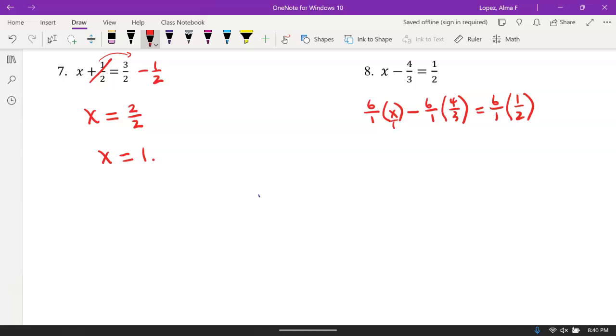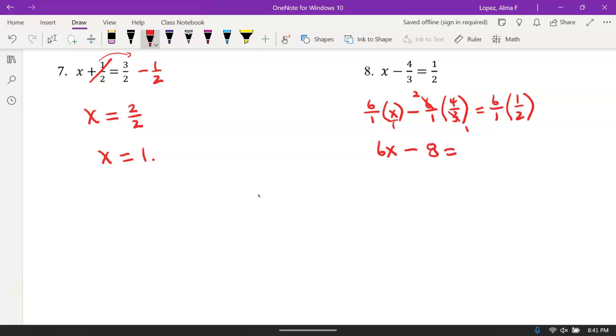When I multiply the 6 times the x, I'm still just going to get 6x. But when I multiply the least common denominator onto the terms with fractions in them, I'm going to get a little cross-canceling action there. That's supposed to happen. The 6 and 3 both have a factor of 3 in common. 3 divided by 3 is 1. 6 divided by 3 is 2. When I multiply straight across, 2 times 4 is 8.